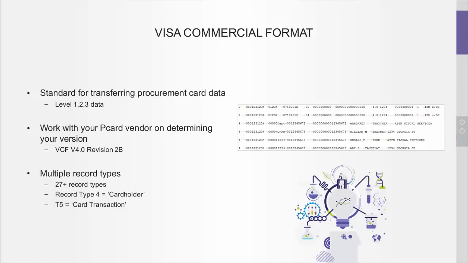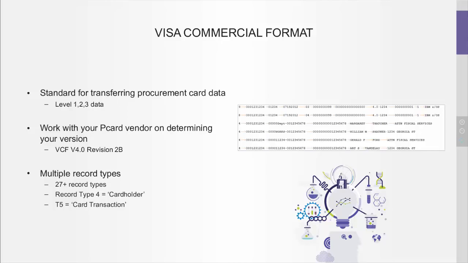So an important key to analyzing this data is that the Visa commercial format is a standard format for transferring procurement card data. It provides level 1, 2, and 3 data. What that means is that you can get information in the Visa commercial format all the way down to which merchant, at what time, what the MCC codes are for those transactions, even when you're dealing with things like airlines, what the destination was, or when you're dealing with hotels, how many hotel nights they stayed. And that's going to be important information as you're trying to do profiling and fraud-type analytics for your P-card program.